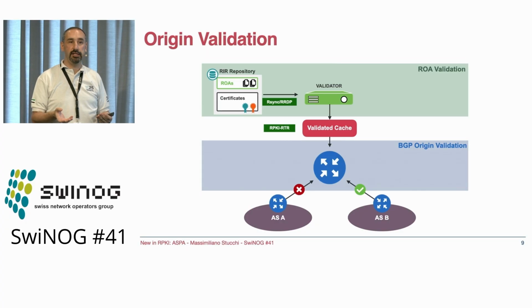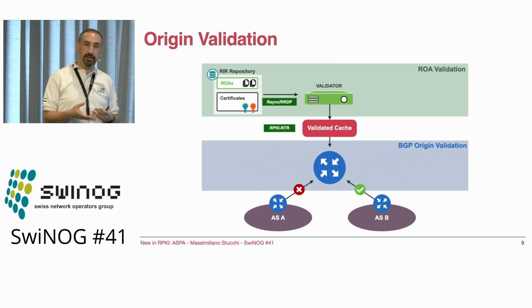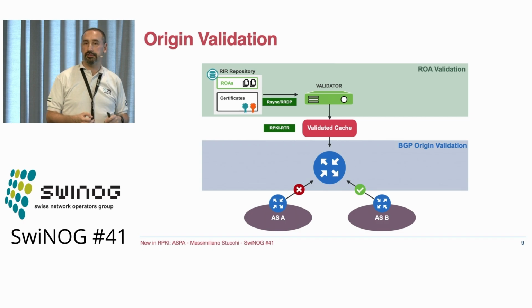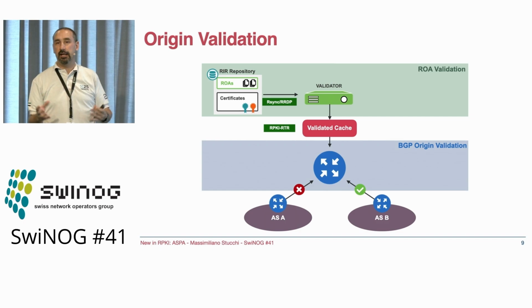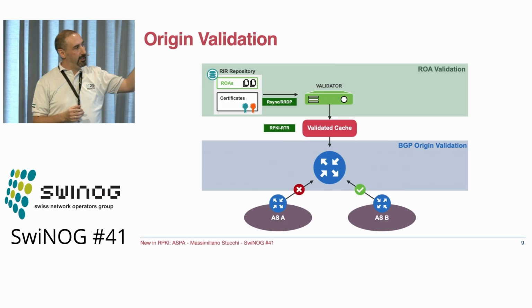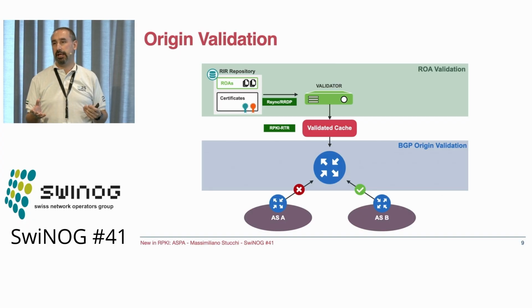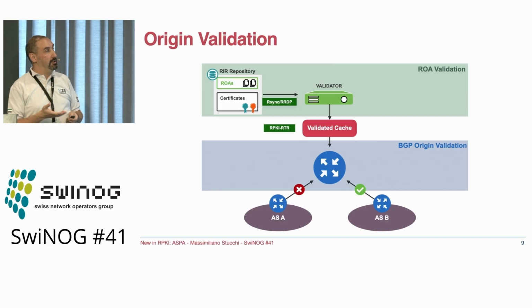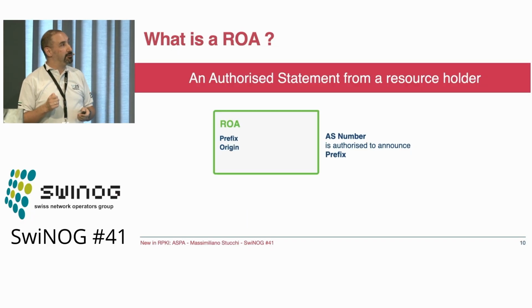We look at all the certificate chains, if everything matches, if everything is okay, and then we put it into that validated cache. So we only have the ROAs that are valid, where all the signatures are okay, where all the certificates are fine. And then we pass it on to our routers, and we help these routers make better routing decisions. So with this, let's go into a little bit more detail about what a ROA is.